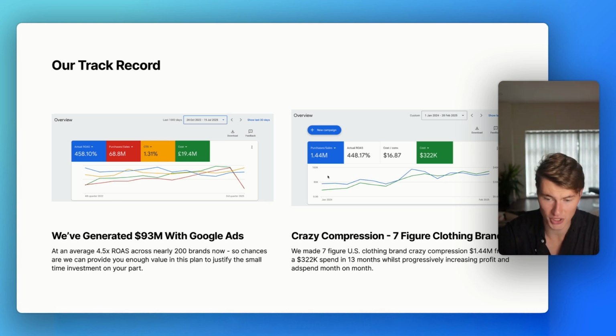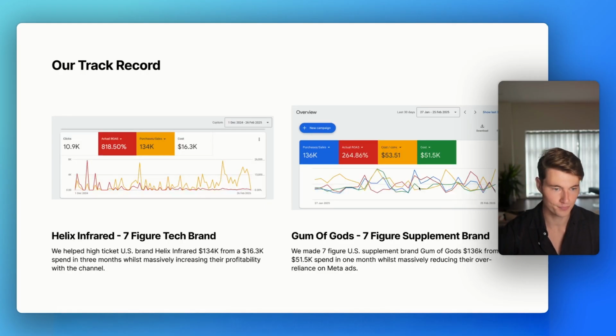Then this is one of the brands that we scaled. I'll actually show you them again in a second here because we actually did one of these action plans for them. And then we were able to get these results from the start of 2024. We spent 322K, bought back 1.4 million. And you can just see the ad spend and the revenue increasing month after month with our process, all right? Same thing for Helix Infrared, 134K in 3 months.